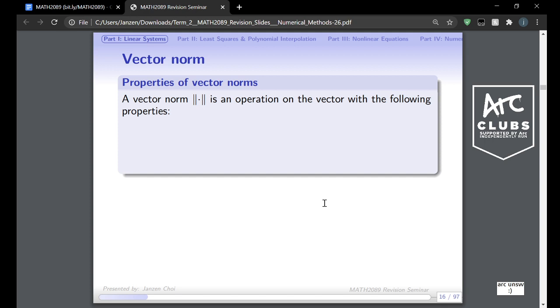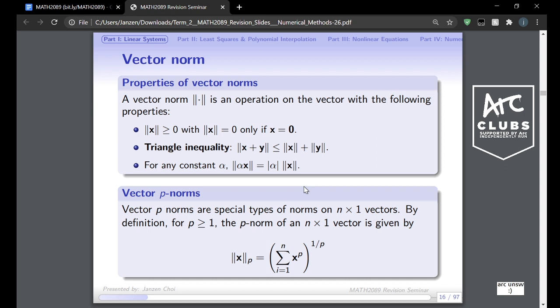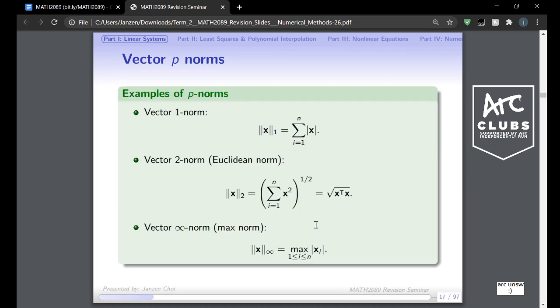Alright, so the vector norm. Vector norms satisfy these properties here. To acquire the p-norm of a vector, we bring all the elements of the vector to the power of p, and then sum them and p-root the sum. So there are shortcuts for the more common ones, namely the 1 norm, 2 norm, and infinity norm. So the 1 norm of a vector is the sum of the absolute values of the elements. The 2 norm, also known as the magnitude of the vector, is basically the rooted square sum of the elements.